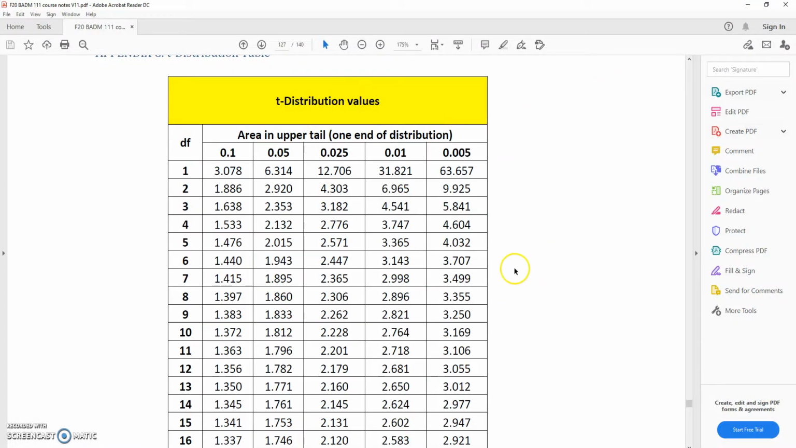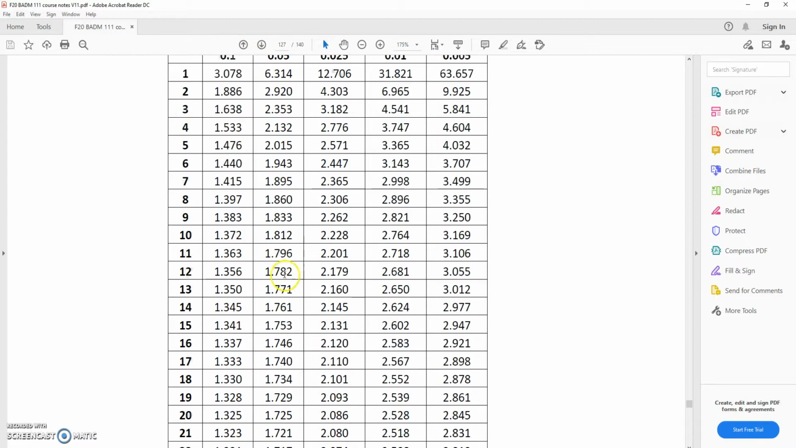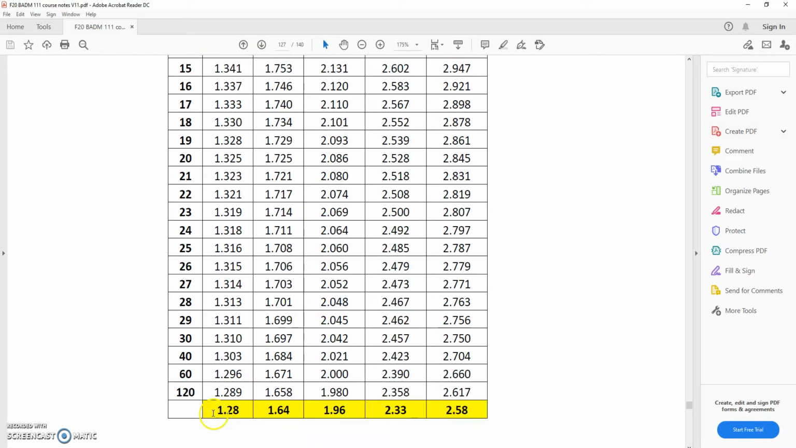There's the T distribution values right from the course package, page 127. I've copied it over here. I just want to point out that these are T values. Let's point this out in black here. These here, all the way down to that last row, these are T values. The last row we have Z values: 1.28, 1.64, 1.96, 2.33, and 2.58. So on your T distribution chart, even the one in the course package, the very last row has the Z values you need.